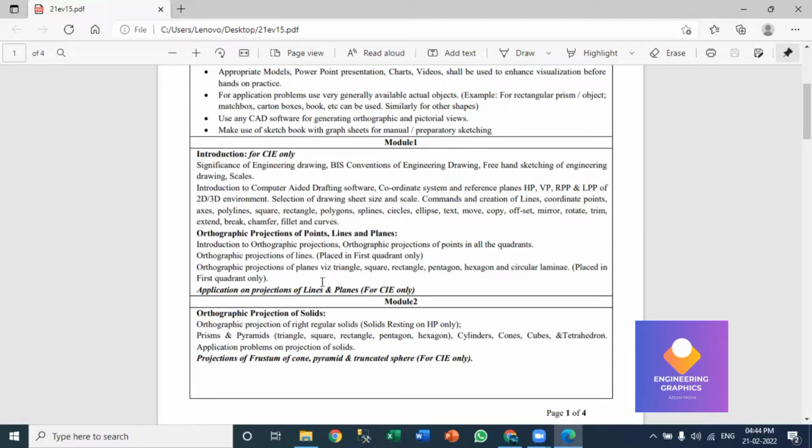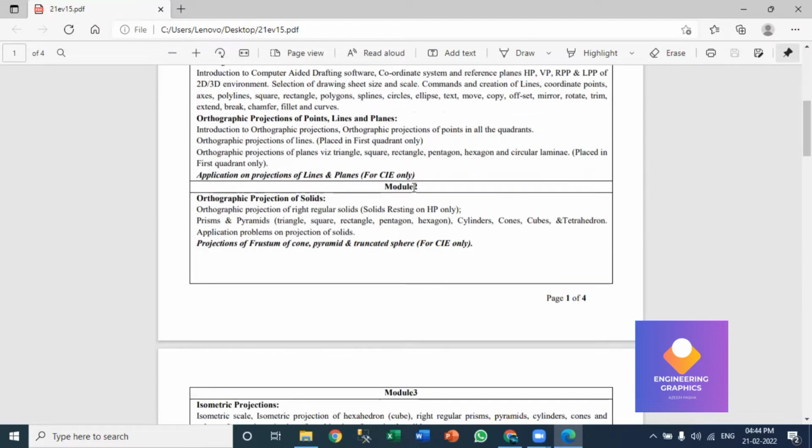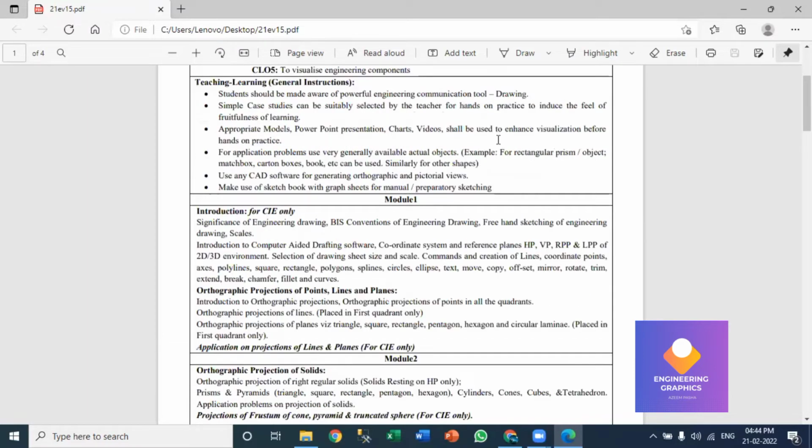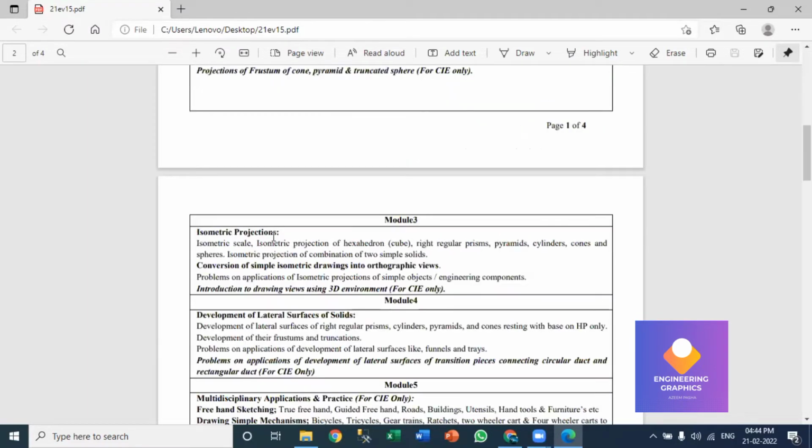In this first module they have included all that was there in the previous scheme and syllabus. So you can expect in module 1 points, lines and planes, and there is an application on projection of lines and planes, that is only for CIA, that means for internal. In module 2 we have projection of solids, complete thing. Okay, so you can see that everything is included.